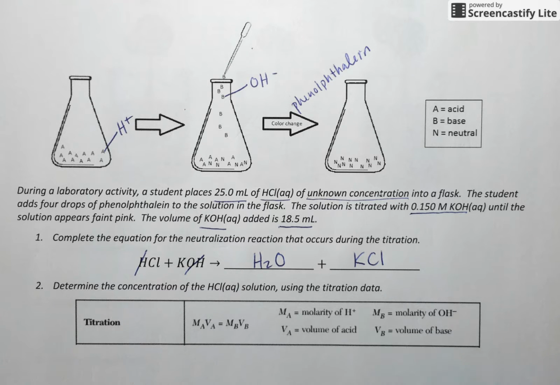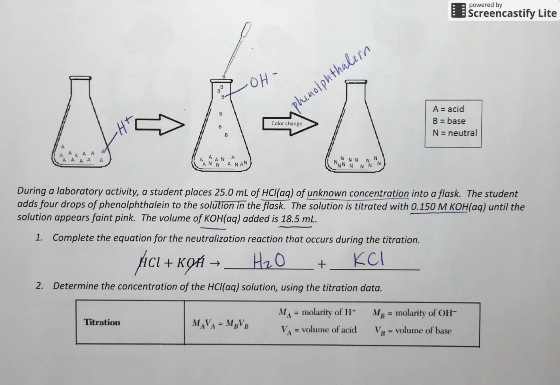And I like to call this the MAVA equals MBVB equation, in that the molarity of your acid, Ma, times the volume of the acid, Va, is going to be equivalent to the molarity of the base times the volume of the base when the titration is complete. So this represents a completely neutralized solution.